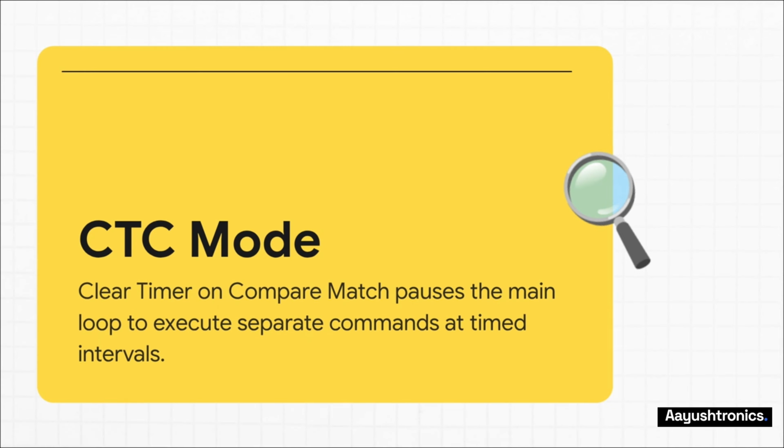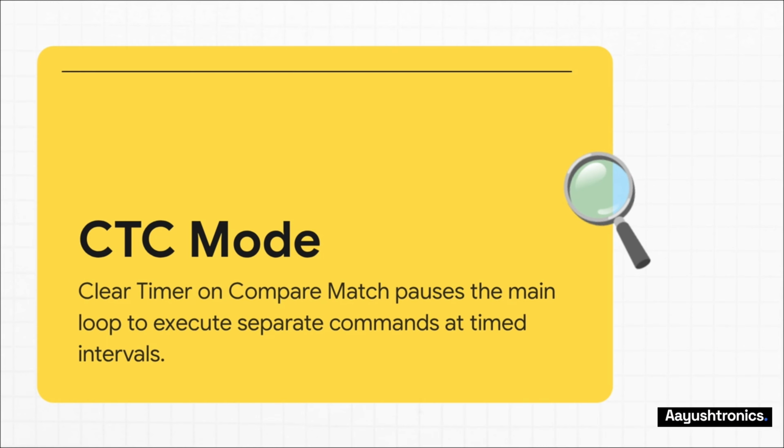But what if you need to read a sensor exactly every 1 second, no matter what else the code is busy doing? You use CTC mode, Clear Timer on Compare Match. This utilizes the hardware timers to momentarily pause your main loop, execute a separate set of instructions instantly, and then return you right back to exactly where you left off.